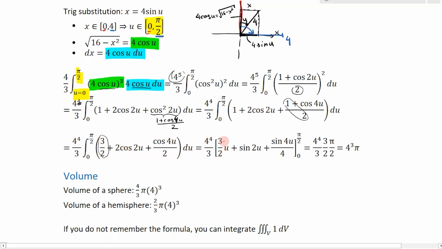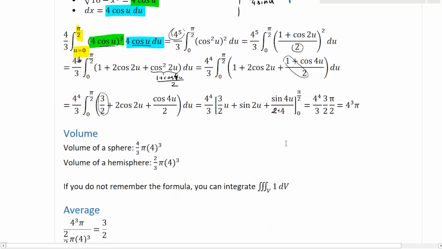Then I integrated, so I got 3 over 2u plus sine of 2u. You see, when I differentiate, I'll get cosine 2u times 2. And then plus cosine becomes sine 4u divided by 4. No, sorry, there should be a 2 here. Okay, I'll fix it in the main notes.